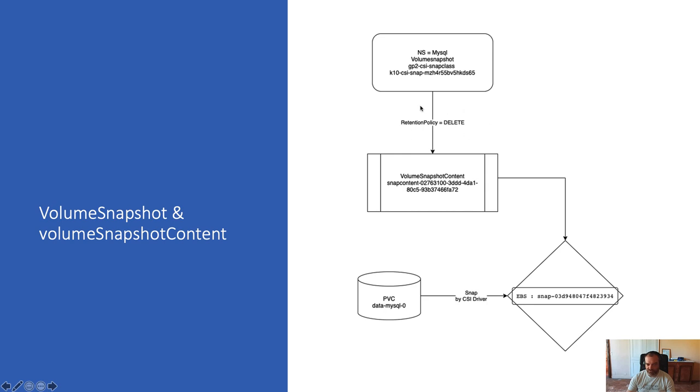Here you have the deletion policy Delete. So this policy means that if you delete the volume snapshot, it will cascade the deletion of the volume snapshot content, which in turn will cascade the deletion of the actual snap. If you choose Retain instead of Delete, the deletion of the volume snapshot content won't delete the actual snap on the storage layer, and your actual snap is going to be there for as long as you don't delete it manually at the storage layer level.